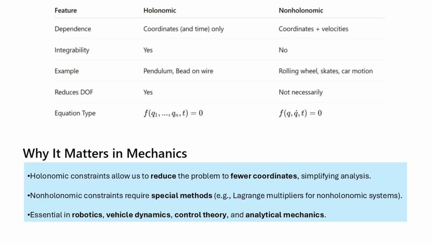Why do constraints matter in mechanics? Holonomic constraints allow us to reduce the problem to fewer coordinates, simplifying analysis. Non-holonomic constraints require special methods, for example, Lagrange multipliers for non-holonomic systems. Essential in robotics, vehicle dynamics, control theory, and analytical mechanics.